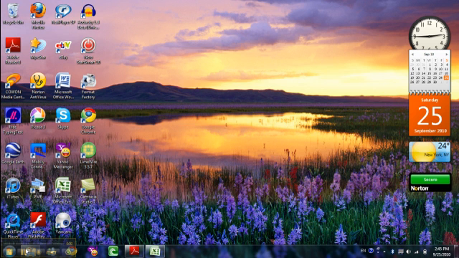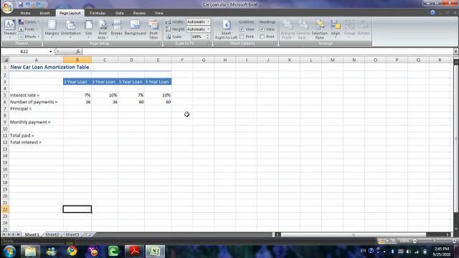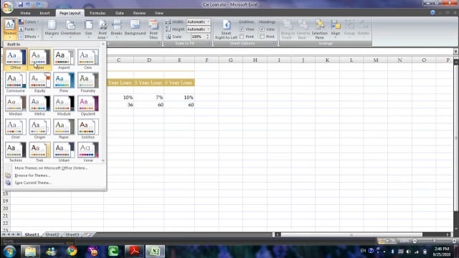Today I'm going to show you how to complete Chapter 6's Exercise 4. So first, create a new workbook, naming it Car Loan. Now enter the data as shown and apply the Apex theme, which can be found in Page Layout, Themes, and Apex.